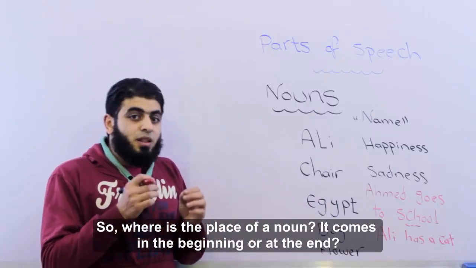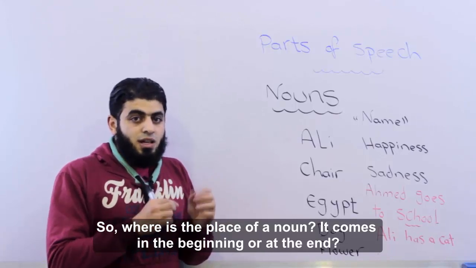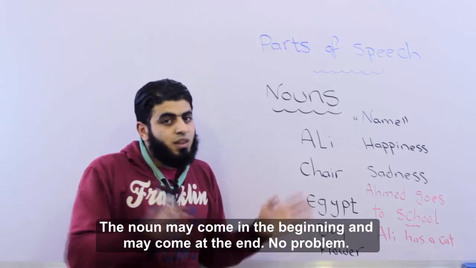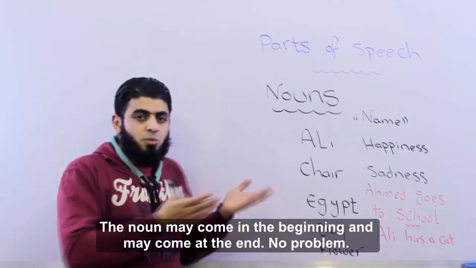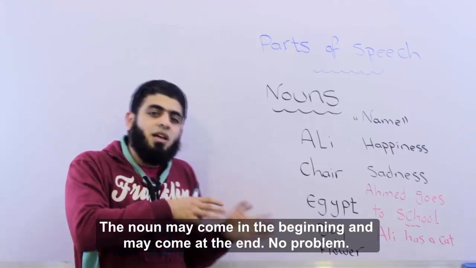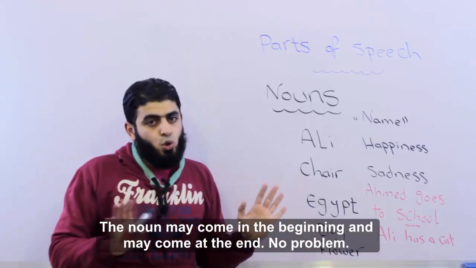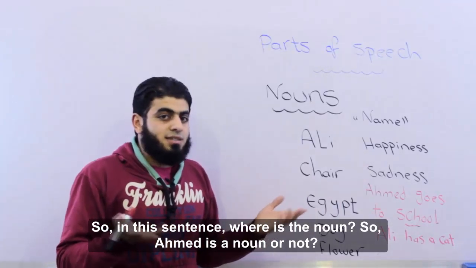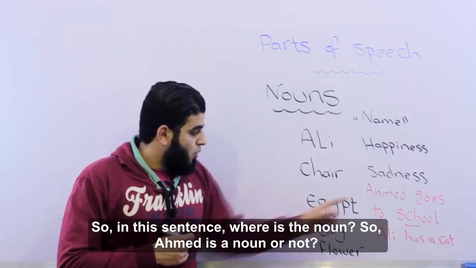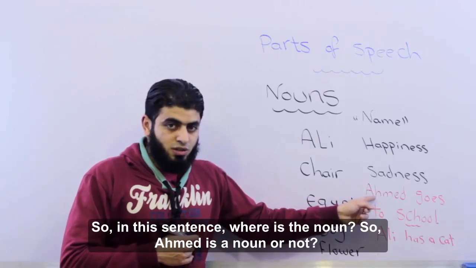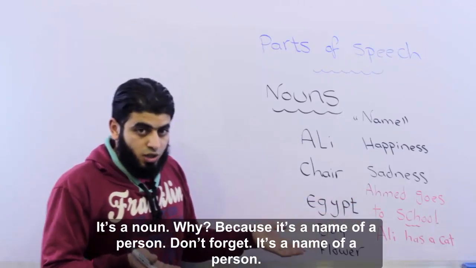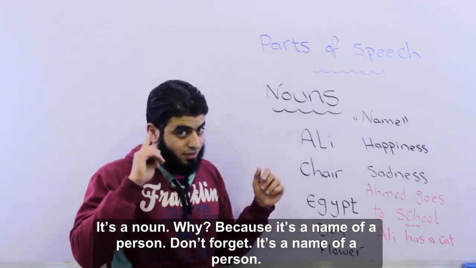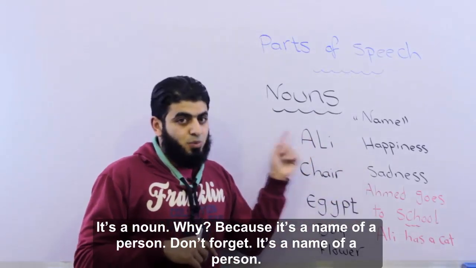where is the place of a noun? It comes in the beginning or at the end? The noun may come in the beginning and may come at the end, no problem. So in this sentence, where is the noun? So Ahmed is a noun or not? It's a noun. Why? Because it's a name of a person. Don't forget, it's a name of a person.